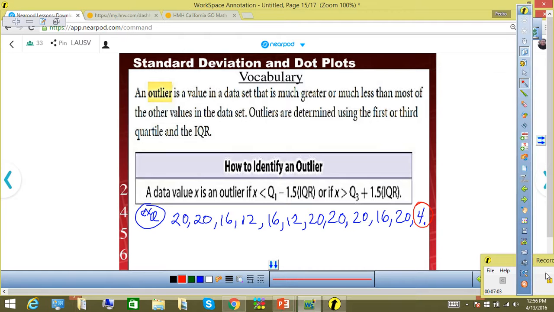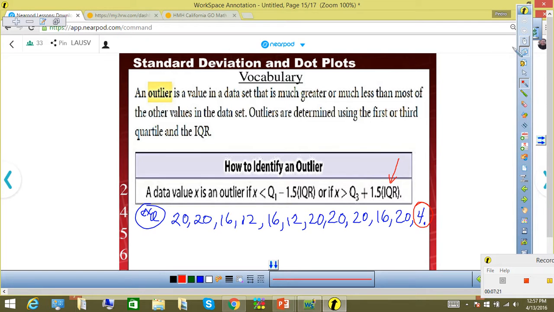Okay? So, any questions with this formula that they give us for the outlier? Okay? So right now, we already know what Q1 and Q3 are. The only one that we have not clarified is the IQR, and we'll get to that in a little bit.